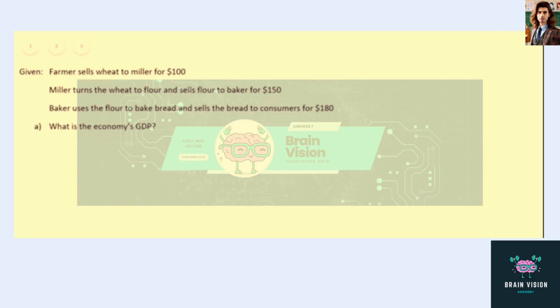In this problem, we're given that there is a farmer who sells his wheat to a miller for $100. The miller then takes that wheat, turns it into flour, and sells the flour to a baker for $150. The baker then uses that flour to bake bread and sells the bread to the consumers for $180, and the consumers then eat the bread. And then what is the economy's GDP?